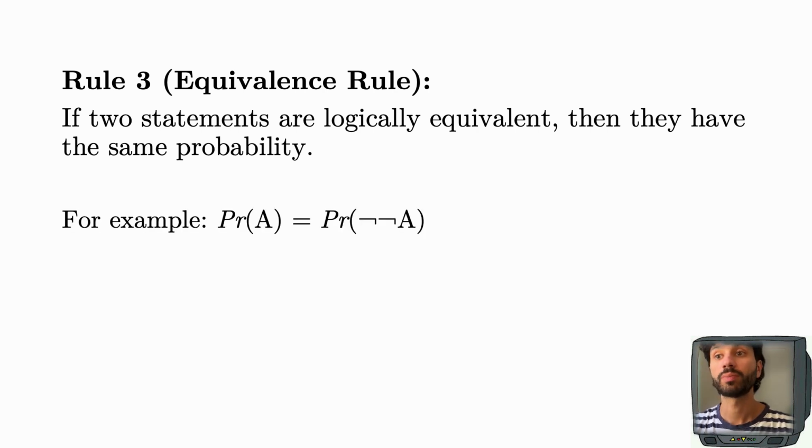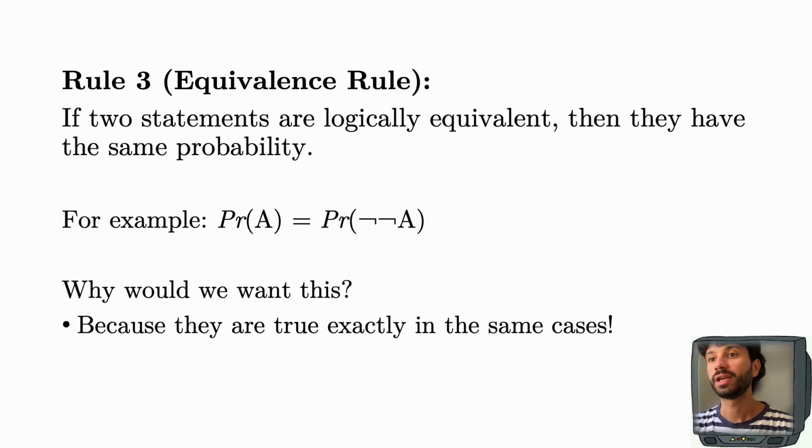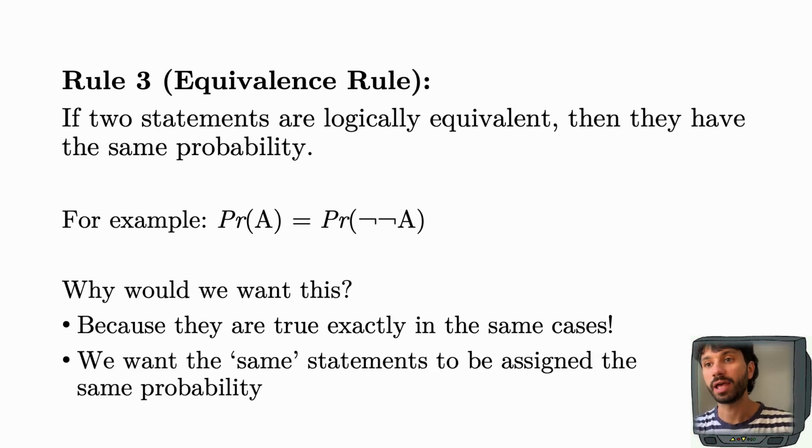For example, the probability of A is going to be the same as the probability of not not A. Why would we want this? Well, because they're true in exactly the same cases, right? They're true and false at exactly the same time. So we want, in a way, statements that have the same logical meaning to be assigned the same probability. Let's see this visually.